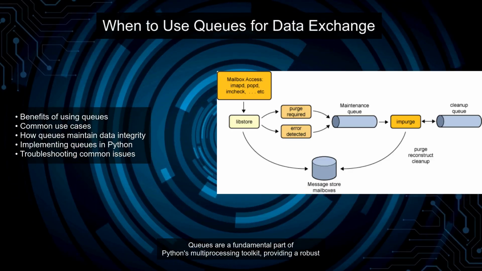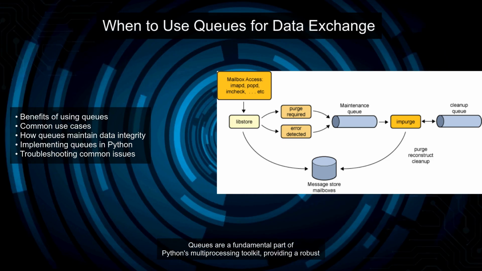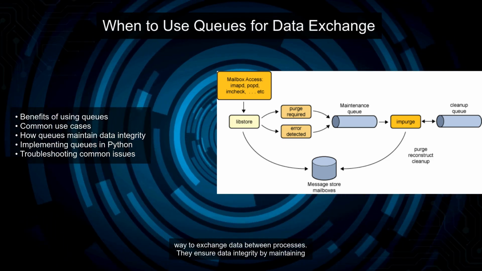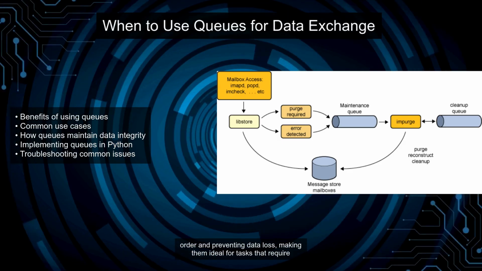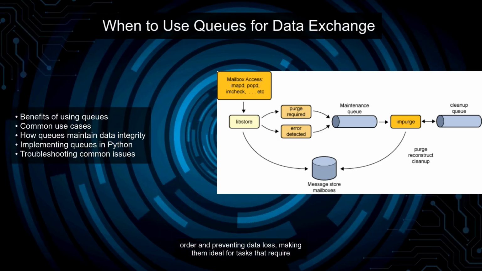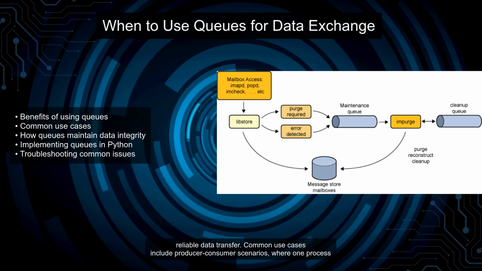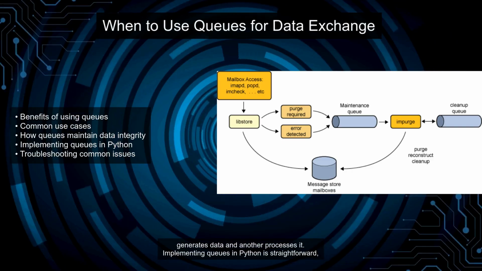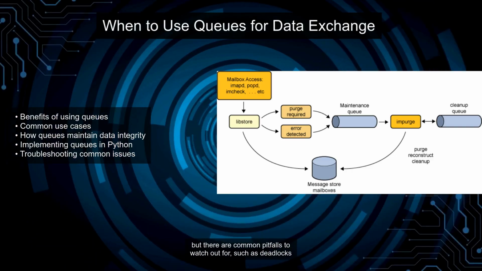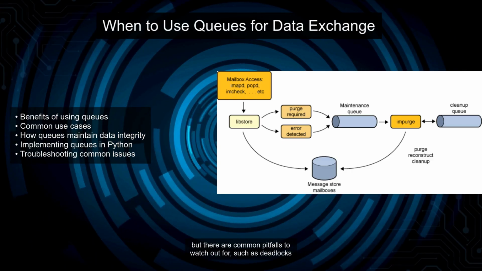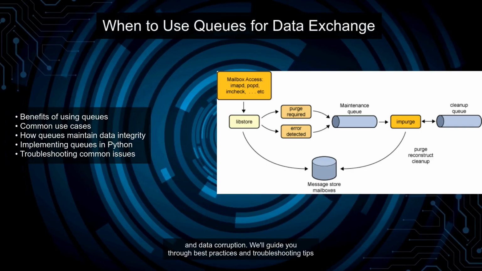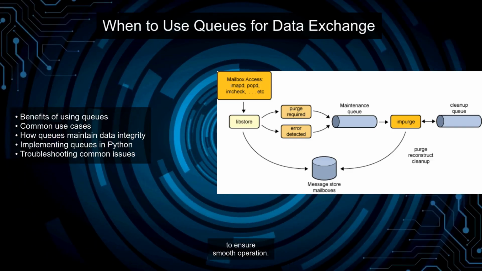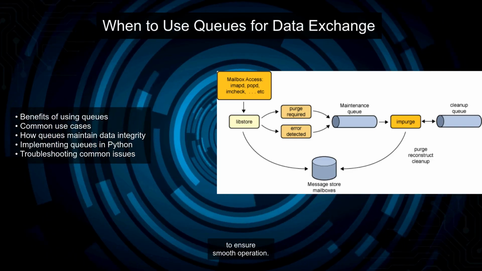Queues are a fundamental part of Python's multiprocessing toolkit, providing a robust way to exchange data between processes. They ensure data integrity by maintaining order and preventing data loss, making them ideal for tasks that require reliable data transfer. Common use cases include producer-consumer scenarios, where one process generates data and another processes it. Implementing queues in Python is straightforward, but there are common pitfalls to watch out for, such as deadlocks and data corruption. We'll guide you through best practices and troubleshooting tips to ensure smooth operation.